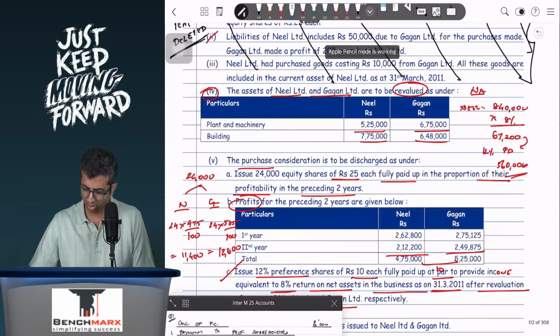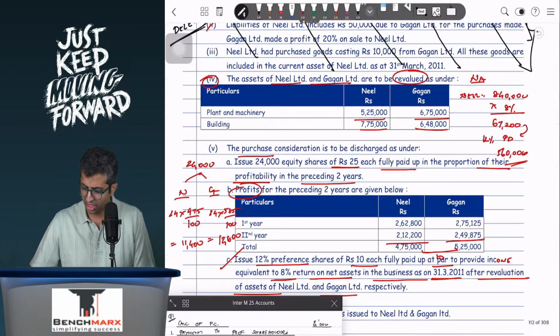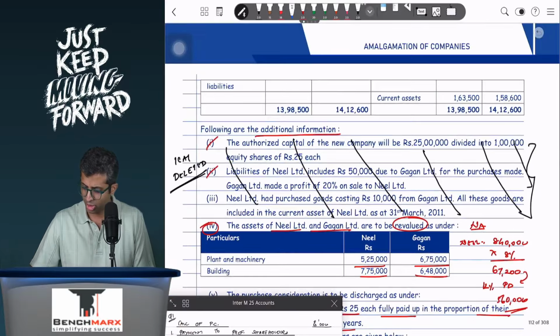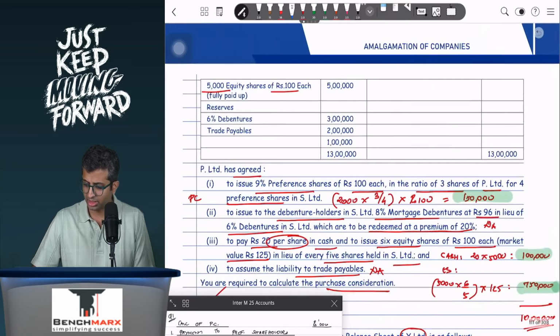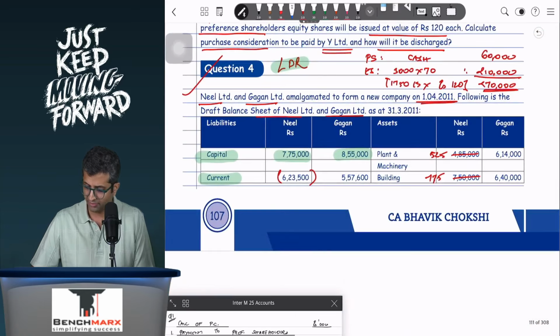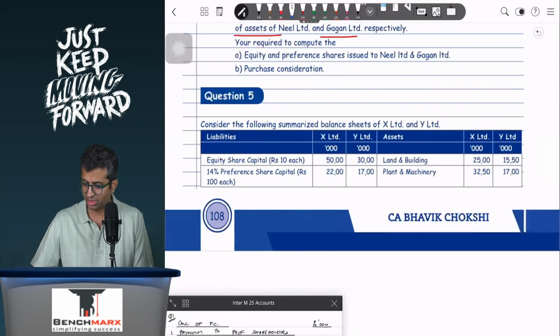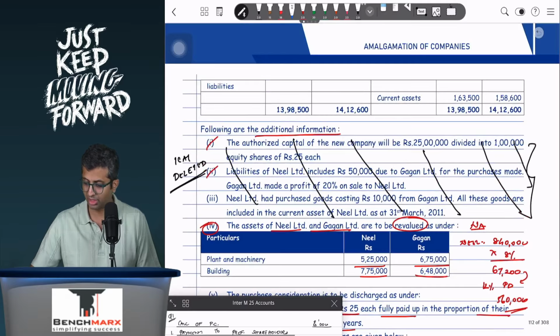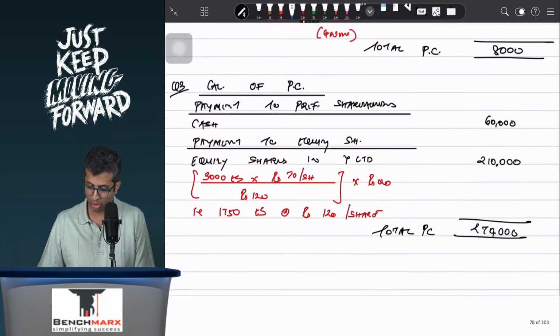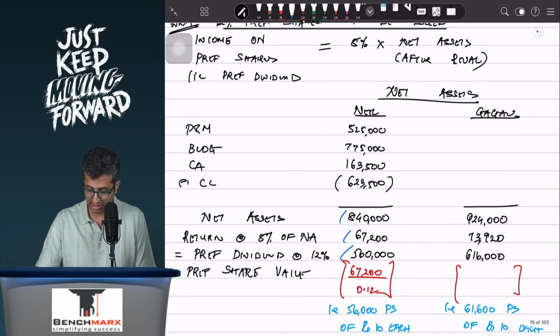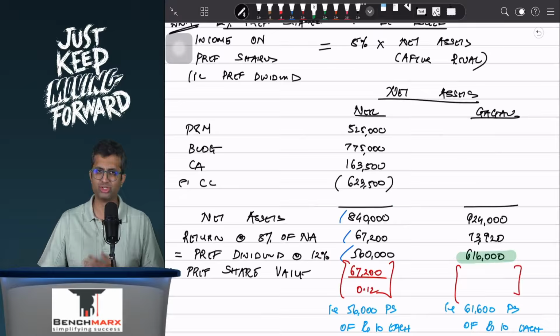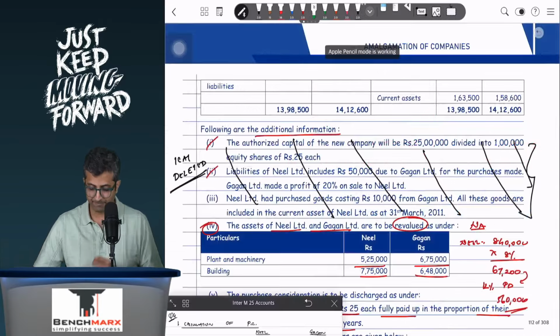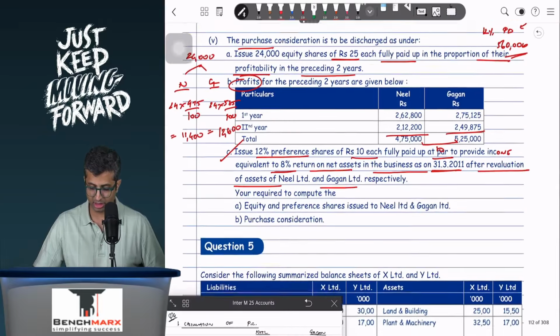If I go to see for Gagan, just for reference, 675 plus 648 plus 158,600. This will be total assets minus 557,600. This will be the liabilities. 9,24,000 will be the net assets into 8%. 73,920 divided by 0.12. 6,16,000. If I go to see, all said and done, 6,16,000 will be the preference shares to be issued. Are we clear with this? Yes? Okay. So this takes care of your question 4 as well.